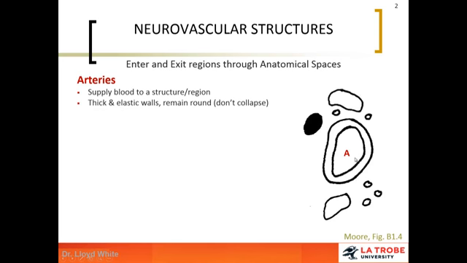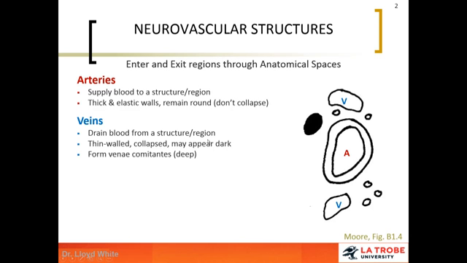Often running side by side with an artery are veins. In this case there's two, so they're venae comitantes. And these are responsible for draining blood away from a structure or a region. They're thin-walled, so only the single circle, so they often collapse in anatomical specimens. They can also appear darker.